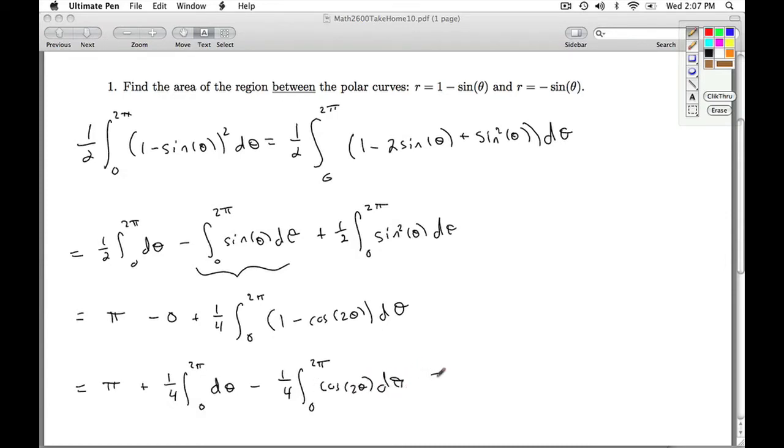Now, once again, I can dispense with these integrals pretty quickly. I have pi plus, this is going to be 2 pi over 4, that's pi over 2, minus, now cosine 2 theta, one period of cosine 2 theta is from 0 to pi. Here I'm integrating over 2 entire periods of this cosine function. The area above cancels the area below. That's just going to be 0. And so I get 3 pi over 2. So the area inside that cardioid is 3 pi over 2.